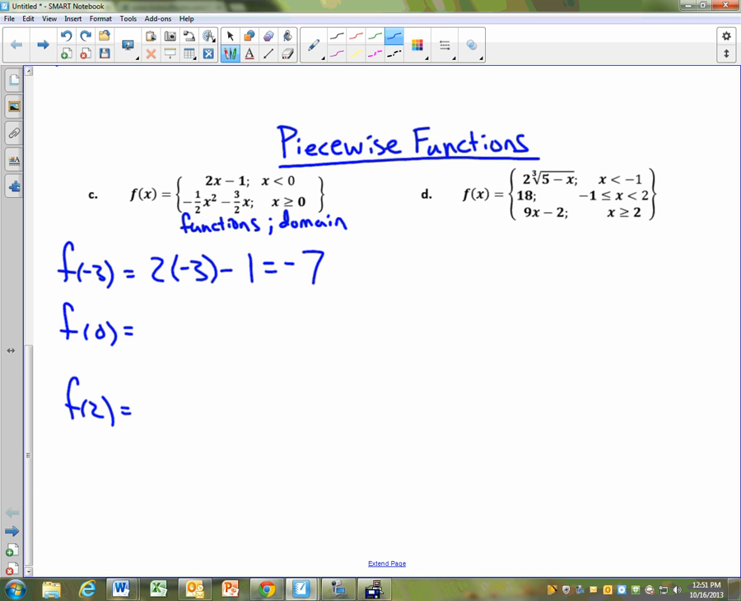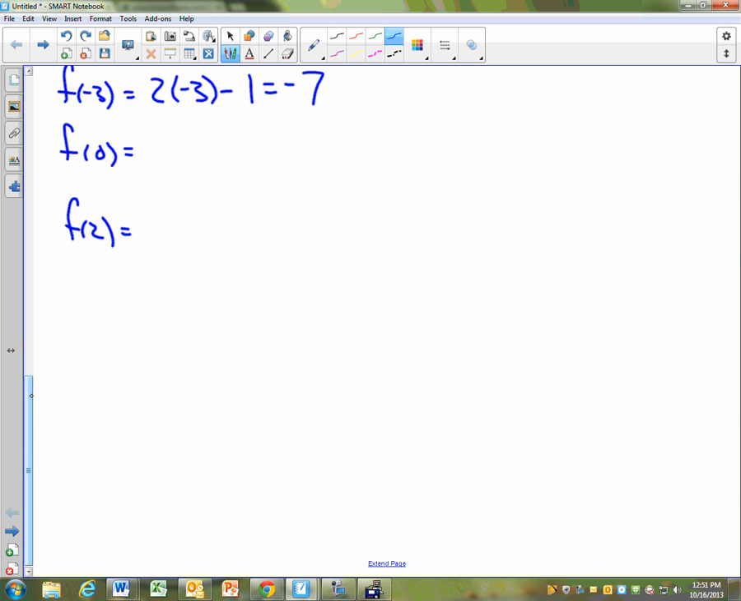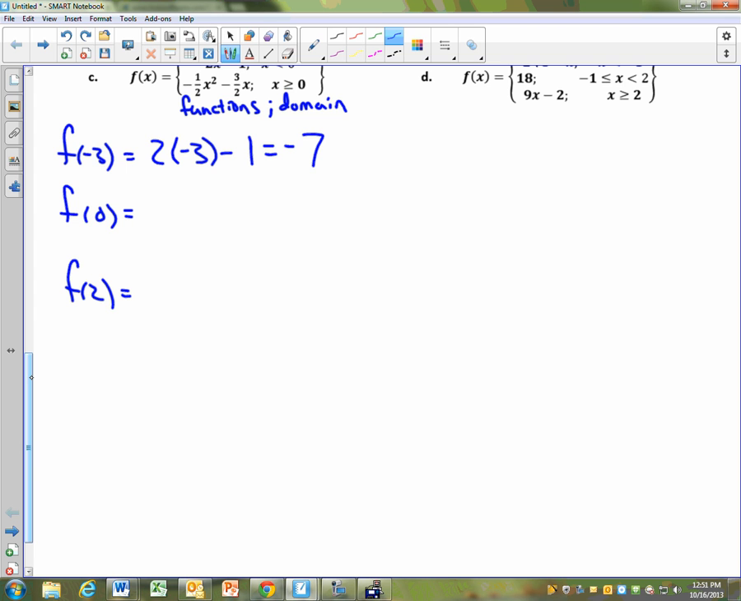If you look at the next one, it's f of 0. For f of 0, do I use the first one or the second one? Why? Yep, 0 is greater than or equal to 0. So I have negative 1/2 times 0 squared minus 3/2 times 0. Looks like everything is multiplied by 0, so therefore I have 0.